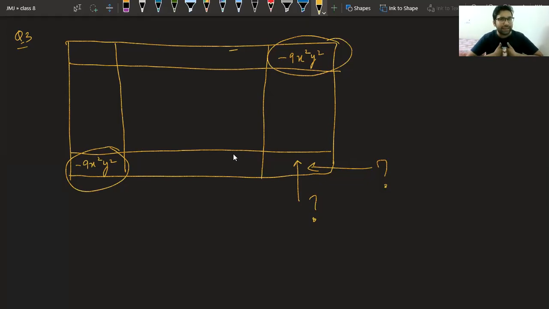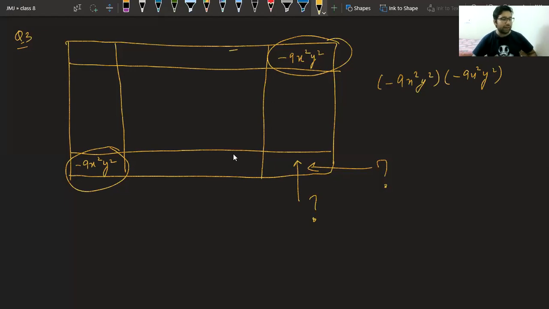This is very simple. 9 9s are 81. There are two negative signs getting multiplied. Shreya, 36 x cube, y cube. Why? Shreya, what happened? Please check again. Don't do like this. Yash is correct. Rudra is correct. Shreya, give the right answer fast. Simply we are multiplying these two. Minus 9x square y square into minus 9x square y square.